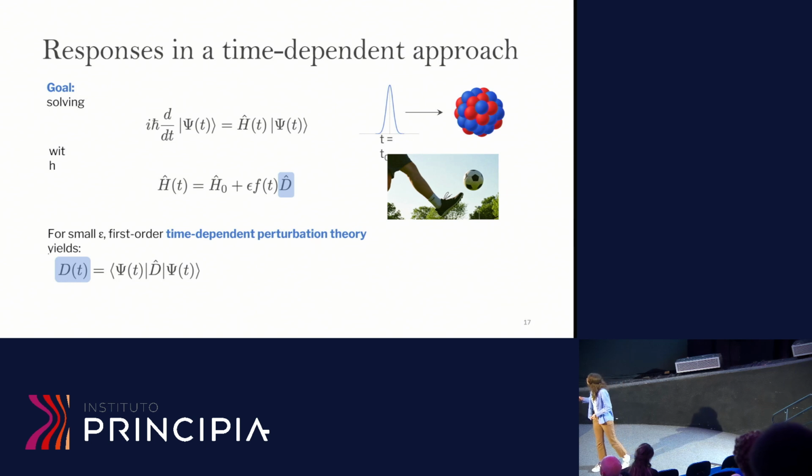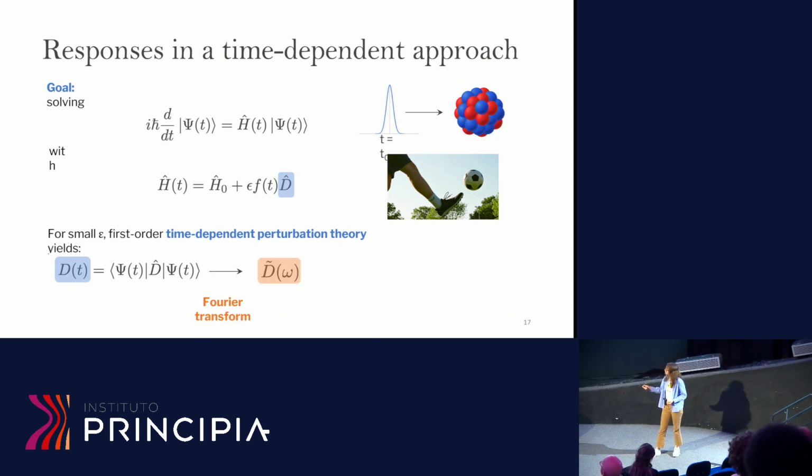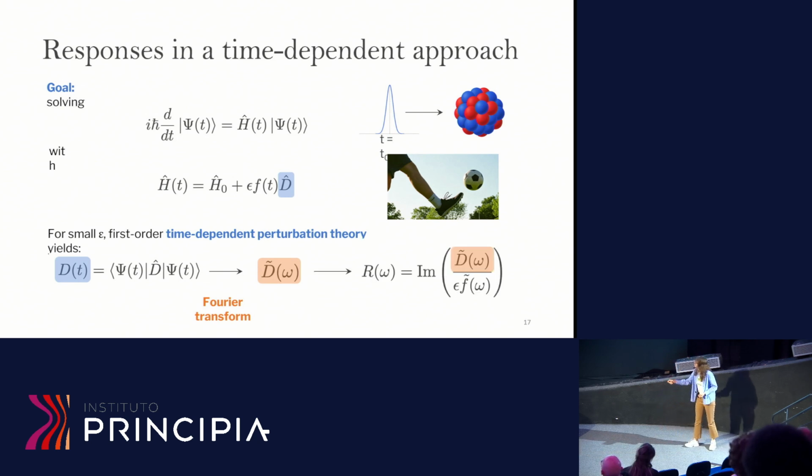And in time evolution, we consider the expectation value of the dipole operator in time. We can perform a Fourier transform of it, and then we can relate directly this Fourier transform to the response function. In order to do this, the fundamental object that we need is the solution of the time-dependent Schrödinger equation, and so the wave function.